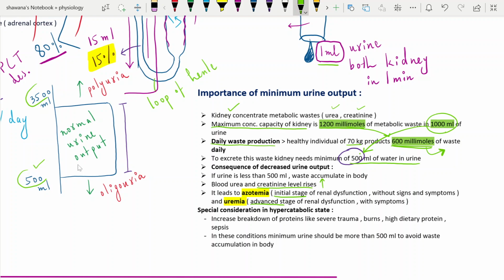But the individuals with hypercatabolic state, like they have severe traumas or burns or have high dietary protein intake, they have increased breakdown of proteins. So they have high amount of waste products, not 600 millimoles, but maybe they have 800 millimoles, maybe they can have 1000 millimoles, and it is normal for them. So their minimal urine output should exceed 500 ml to avoid waste accumulation in the body.